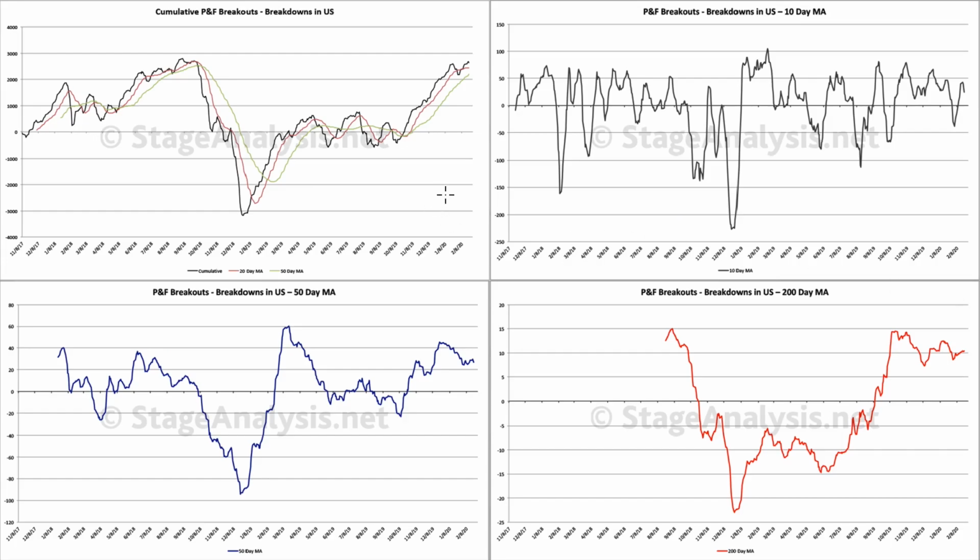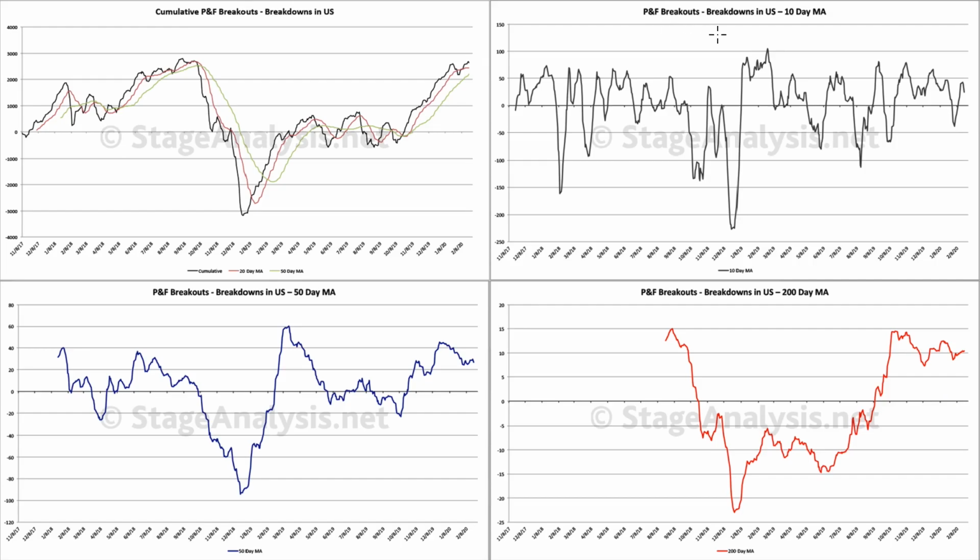Okay, next, these are my custom cumulative P&F breakouts minus breakdowns. Each day I chart the P&F breakouts and the P&F breakdowns using a double top breakout and a double bottom breakdown, and I chart these in Excel and create my own little charts. The cumulative line here on the left made a new high this week again. The 20-day moving average is starting to flatten out. We're getting closer to a potential crossover, but at the moment it remains on a bull signal.